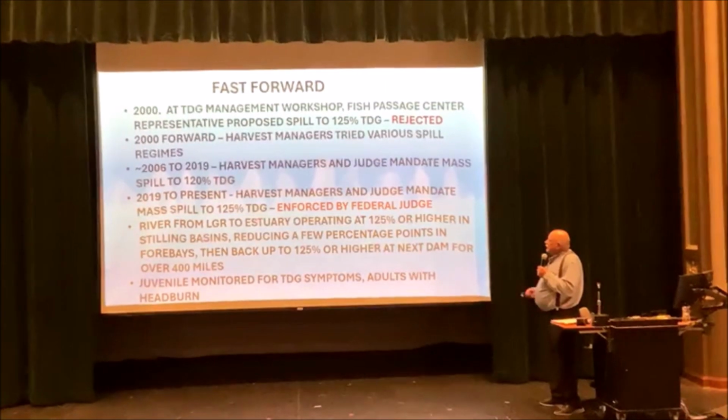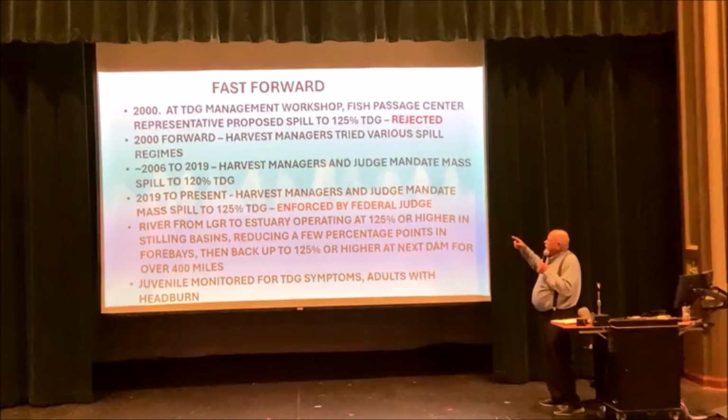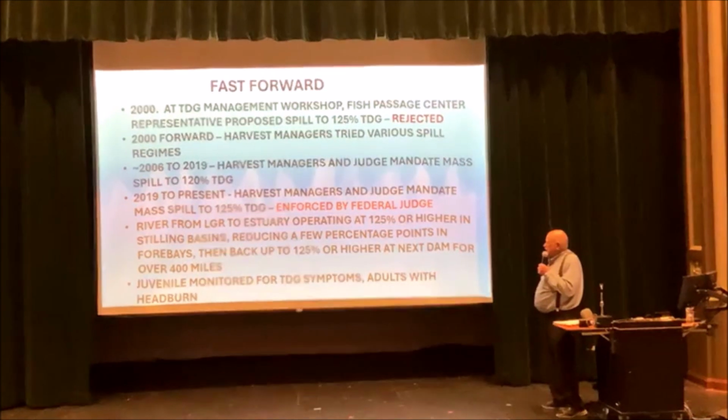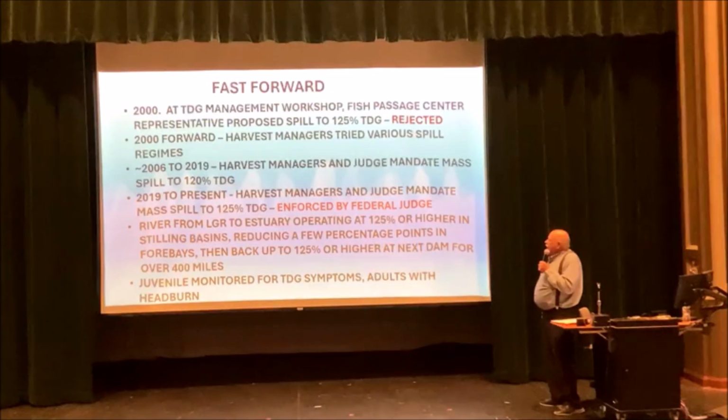Anyway, then we go through to 2006, and the harvest managers and judge have agreed that it's safe to spill fish up to 120% total dissolved gas. 2019 to present, they've decided it's safe to spill fish up to 125%, and it's enforced by, again, a federal judge, this time Judge Salmon. So now the river from Lower Granite Dam to the estuary is operating at about 125%, but in the stilling basins up to about 145%.